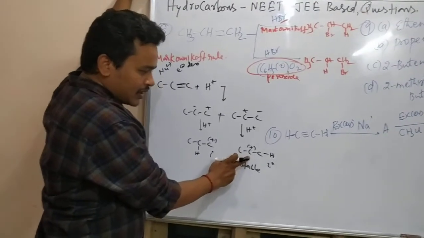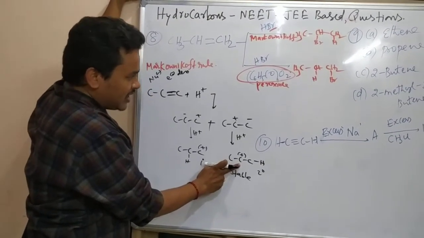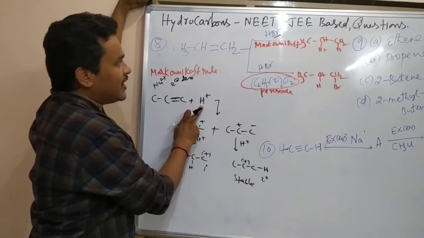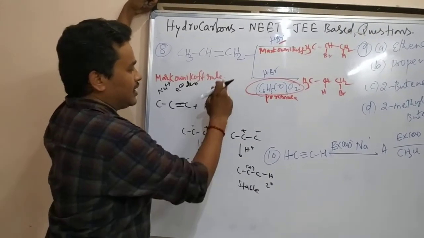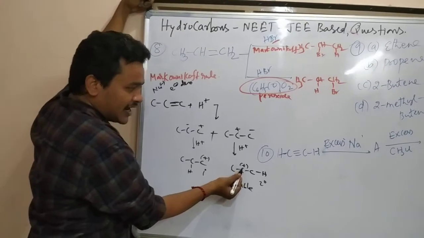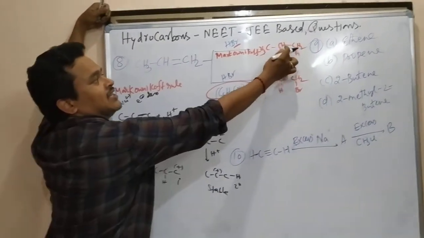So wherever the stable carbocation is there, H plus already came now. Who is waiting outside? Br minus is waiting outside. It is coming and attaching here. So that this product will come.